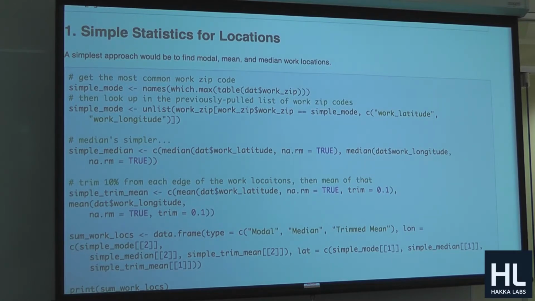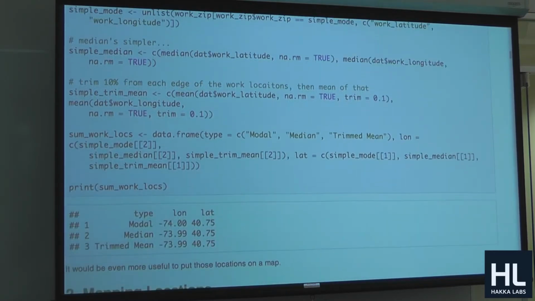I'm looking up the most frequent work zip code and pulling its lat and long. And then I'm doing a median independently on lat and long. And then I'm doing a trimmed mean for that lat and long as well, and dumping those into a data frame. So here's the results. Not super obvious how to read that, but interestingly, they're quite close together, as you'll see when I actually put them on the map.